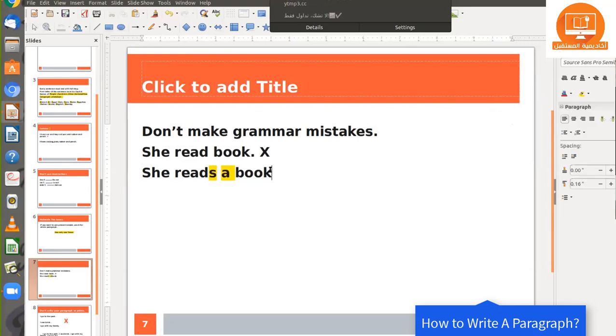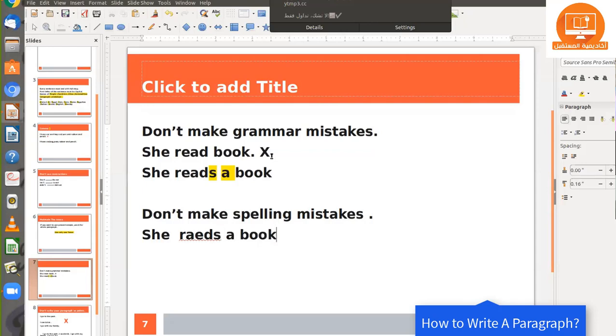So don't make grammar mistakes. Don't make a spelling mistake. For example, if you don't know the right spelling of some words, avoid it. Don't write it. Write another one. Don't make spelling mistakes. Like for example, don't write she a book, there is a mistake here. This is wrong. You will lose marks. So you must write, she reads a book. Are you following? Yes. So as you can see, this is right. So don't make spelling mistakes, don't make grammar mistakes.